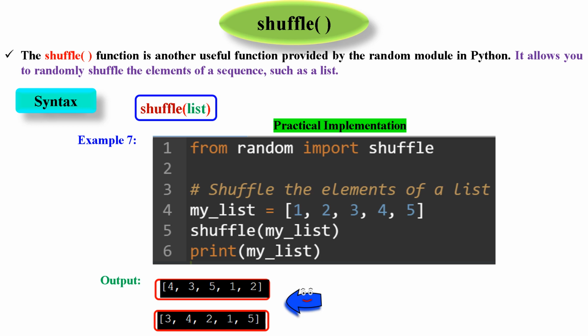The shuffle function is particularly useful when you want to randomize the order of a list or when you need to randomly permute a sequence of elements. It can be handy for implementing algorithms like shuffling a deck of cards, randomizing quiz questions, or generating random permutations.